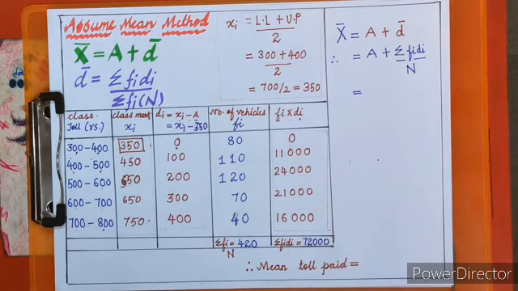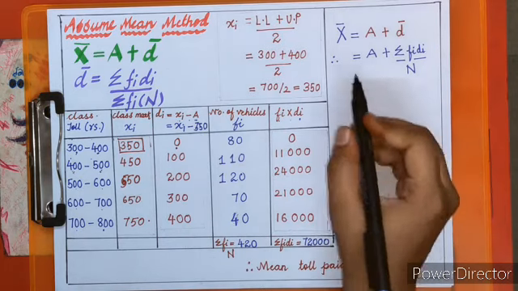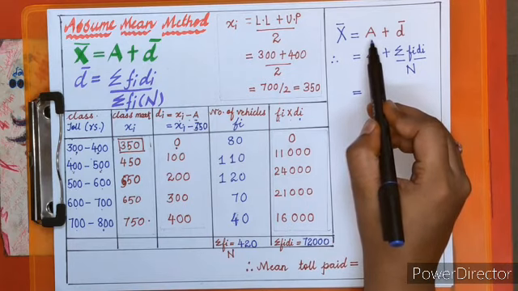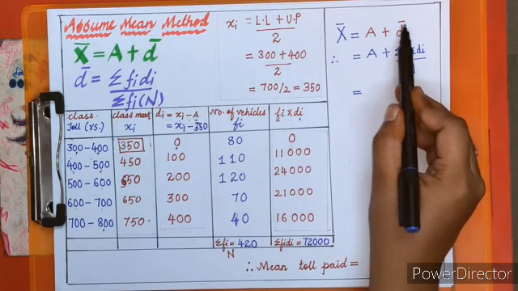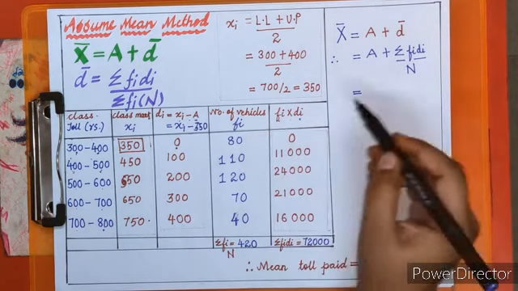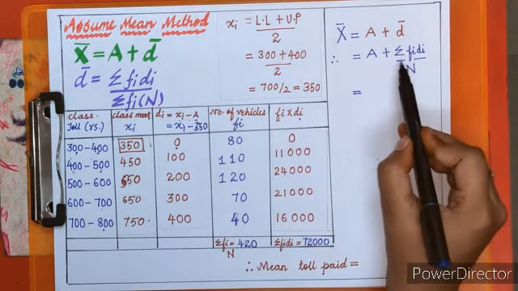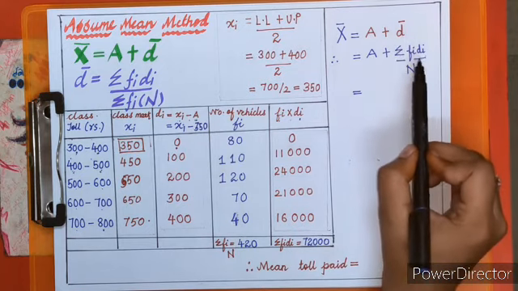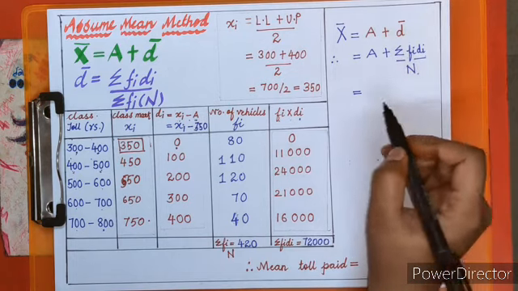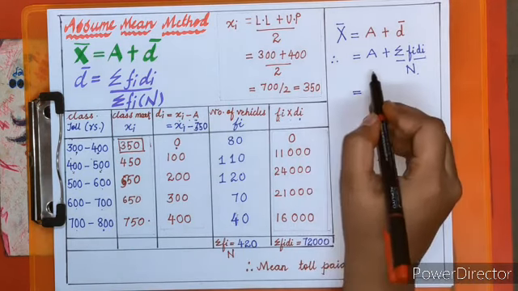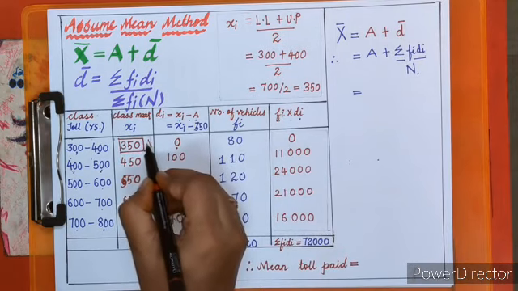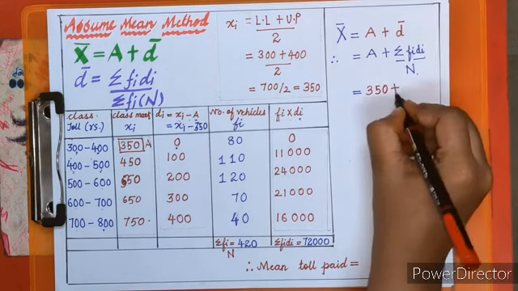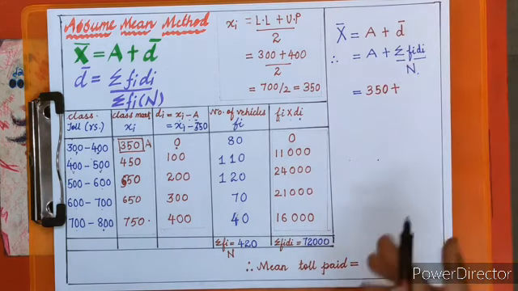Now coming to the formula to find the mean by the assumed mean method, the formula is assumed number plus D bar. We know the D, we have to find the D bar by the formula summation of frequency into deviation upon N. So in place of D bar, we'll keep the formula of D bar and substitute the values. What is your A, the assumed number? Your assumed number is 350. So 350 plus.